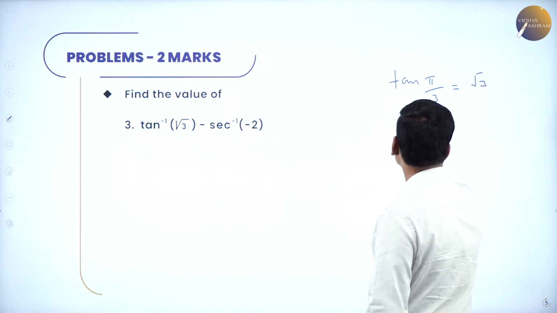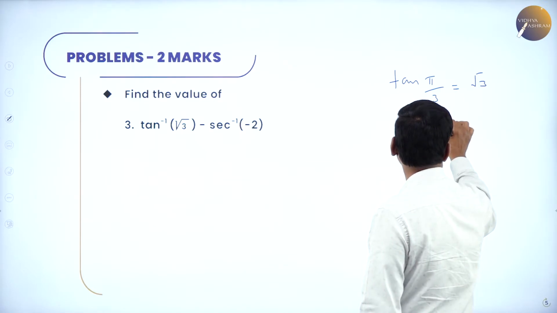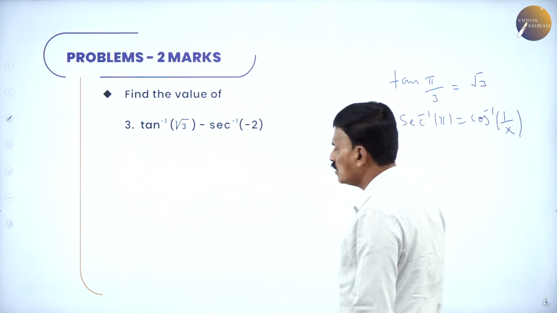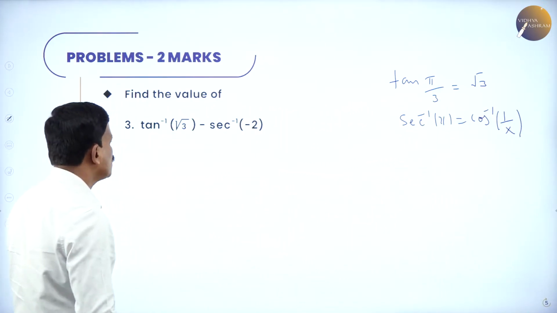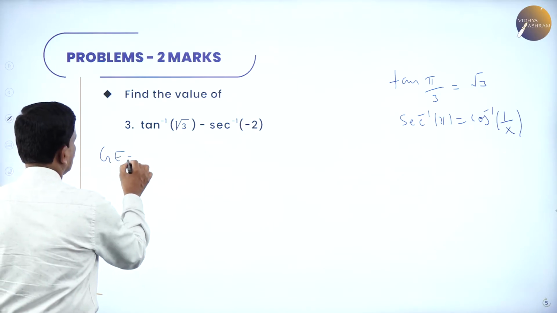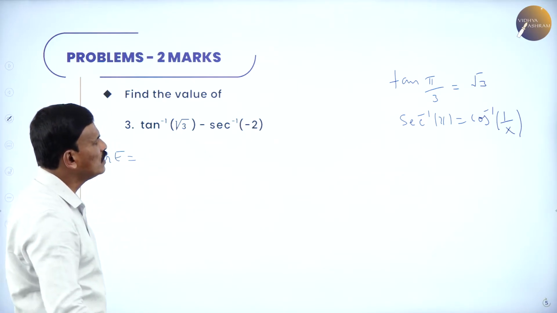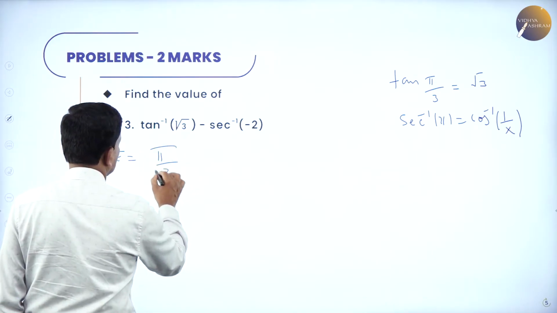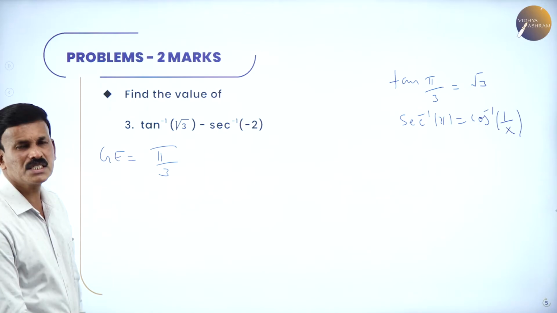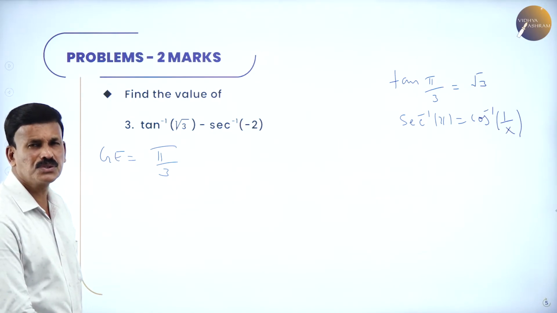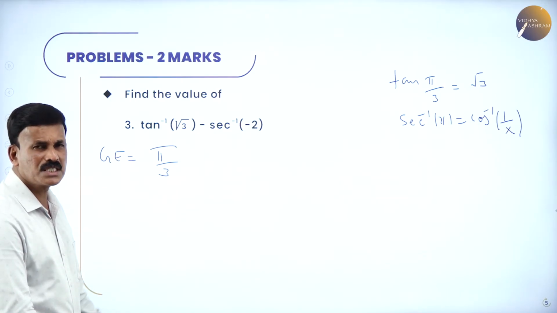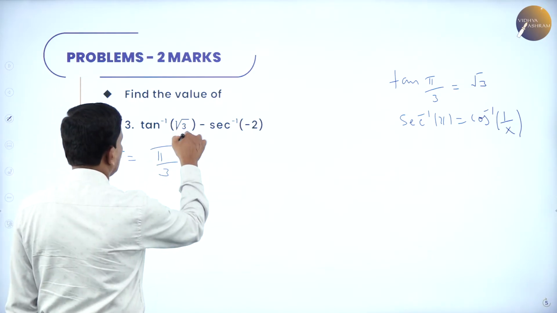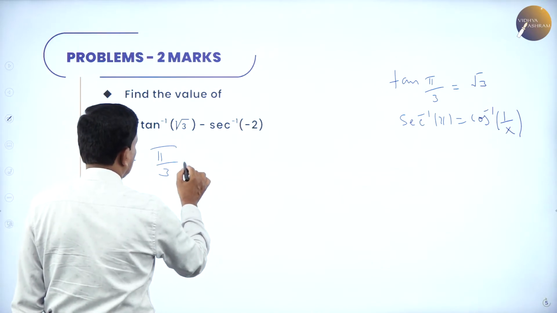Again, secant inverse of x can also be written as cos inverse of 1 over x. Now, what is the value of tan inverse root 3? Pi by 3. This is 60 degrees. Because sin 60 is root 3 by 2, cos 60 is 1 by 2, the 2 gets cancelled, root 3 by 1 is root 3, 60 degrees. Tan 60 is root 3. So tan 60 is equal to root 3 means tan inverse of root 3 is equal to pi by 3.